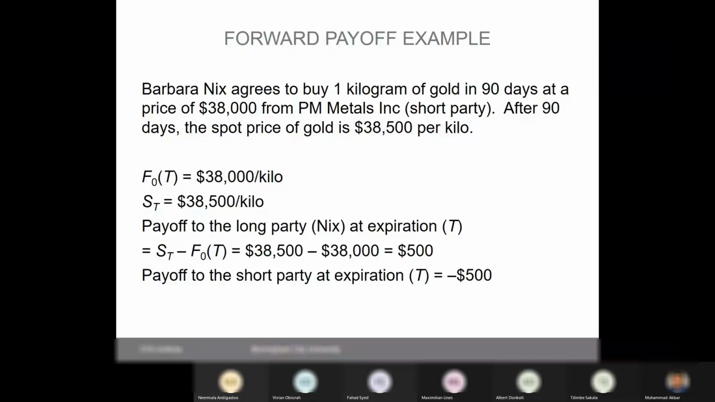Whenever the price goes down, the forward contract buyer will make a loss and the forward contract seller will make a gain. So here we see the forward price is $38,000 per kilo. The price in 3 months time is 38,500 per kilo. So Barbara will make a gain of $500, the difference between the price at which she can purchase and the price at which the gold is trading now. This is the gain to Barbara, and PM Metals will have a loss of minus $500. So you see somebody's gain is somebody's loss, and that is why we call it a zero-sum game.